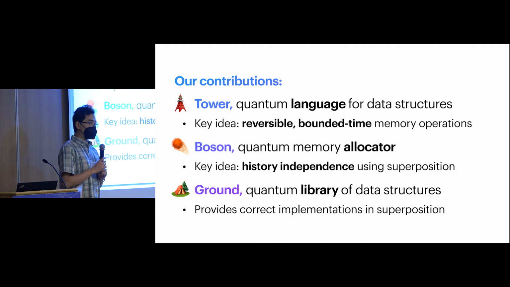I'll be talking more about how each of these contributions actually works, but briefly, the key idea behind Tower is that what we've provided is a set of programming primitives that are each reversible and can be compiled to a bounded size quantum circuit. In Boson, the key idea is that we achieve a history-independent representation of the data structure using the unique properties of quantum superposition.